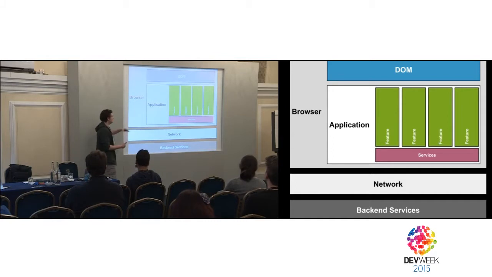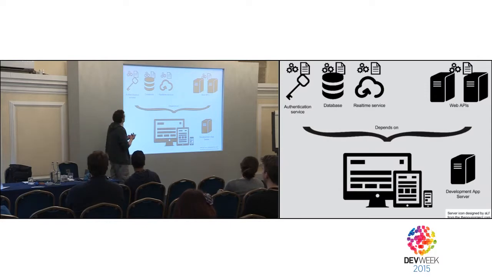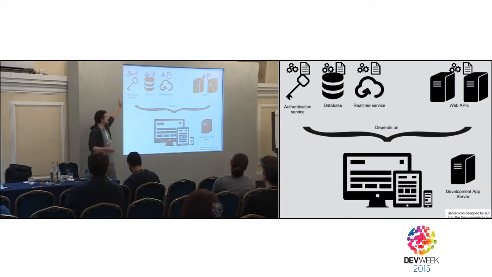So we've got our application split into features, and we introduce this services layer. The benefits of this are, when you've got a very complex application, you're going to have a bunch of dependencies. In this case, authentication, databases, real-time services, web APIs. Even to get started, you need all of these things with their own runtimes and their configuration set up and running. I'm pretty sure that people have started a new job and it's taken them a week to get their development environment set up. It's a complete waste of time because you need to install and configure all of these things.